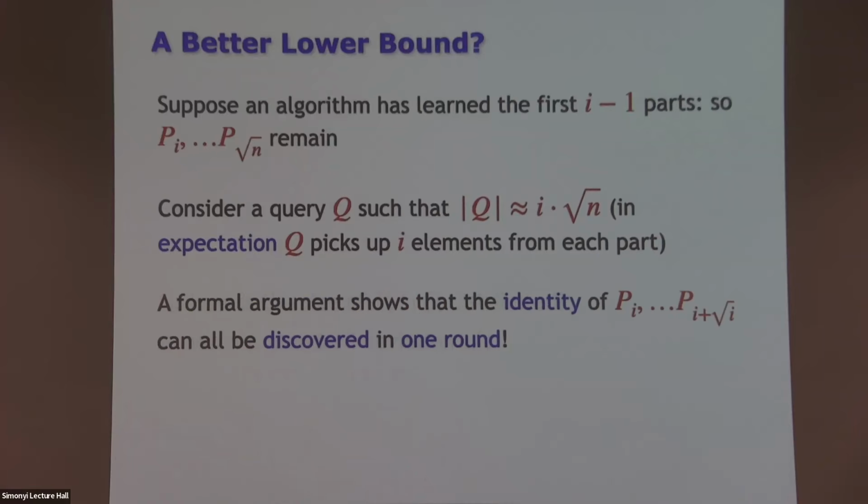Again, I won't go into the formal argument for this, but it turns out that you can actually go through in this example and learn the identities of parts pi, I plus 1, all the way up to I plus square root I in just one single round of a polynomial number of queries.